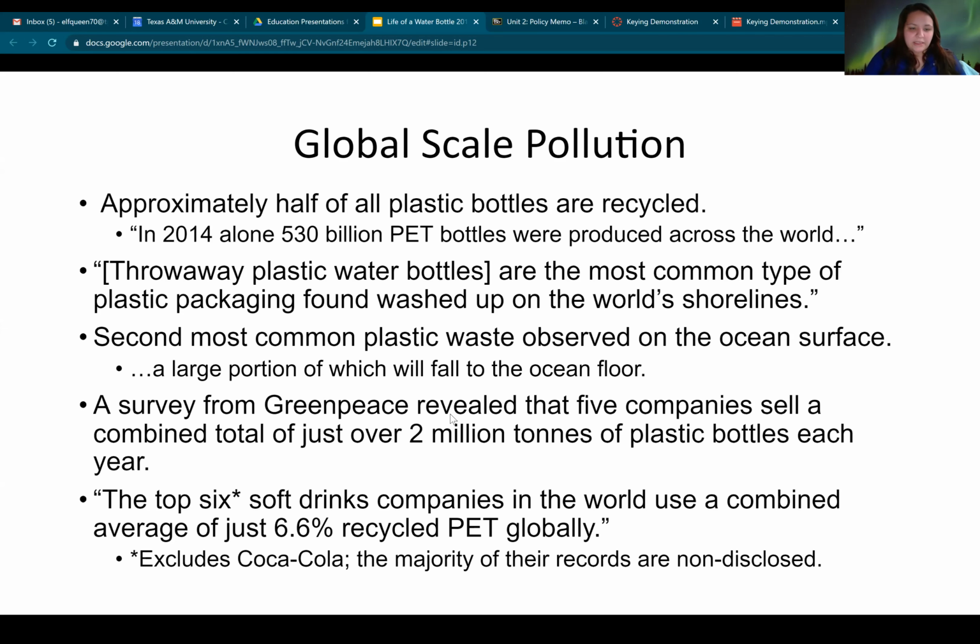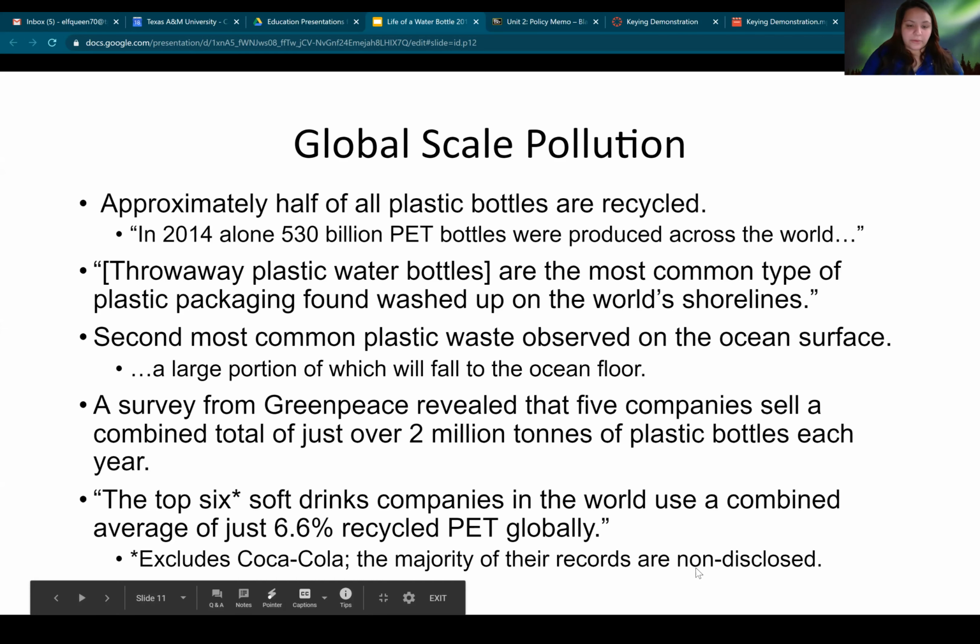So a survey, which I don't know how old the survey is, but it said that 5 companies in the world sell a combined total of just over 2 million tons of plastic bottles each year. And then the top 6 soft drink companies in the world would use a combined average of just 6.6% recycled PET globally, which means they are putting out more and more water bottles every year. But the percentage of those water bottles that are made from recycled materials is really small comparatively. They do exclude Coca-Cola because Coca-Cola does not like to talk about what they do.